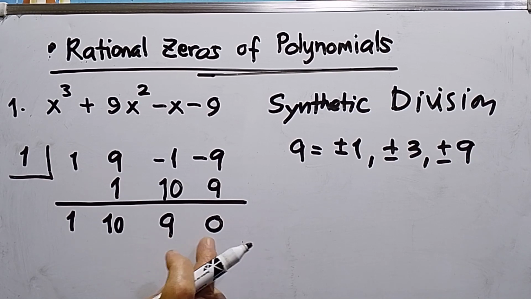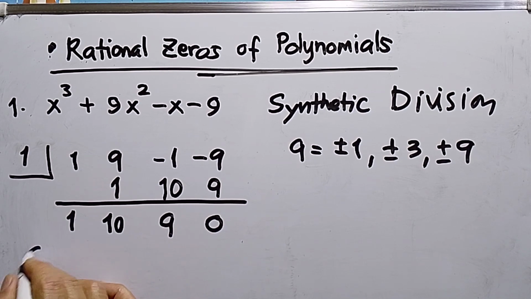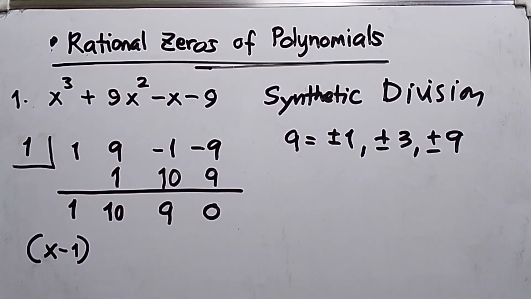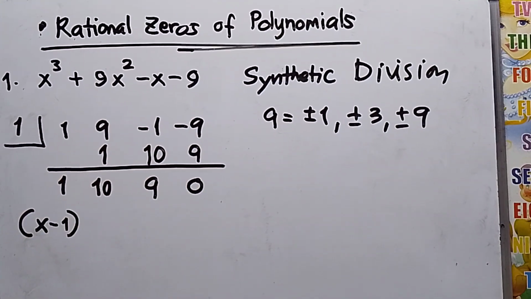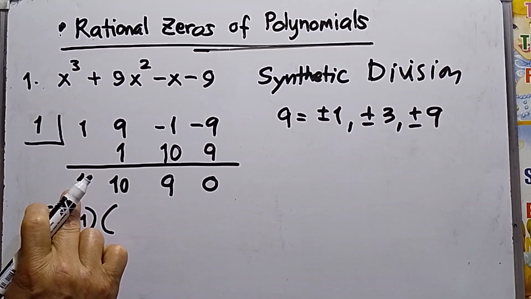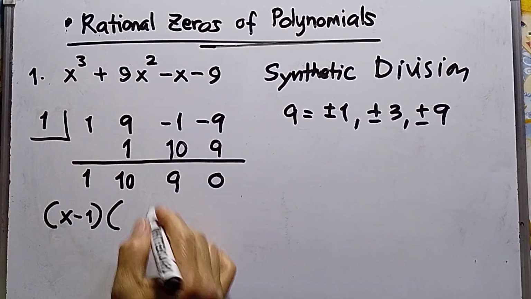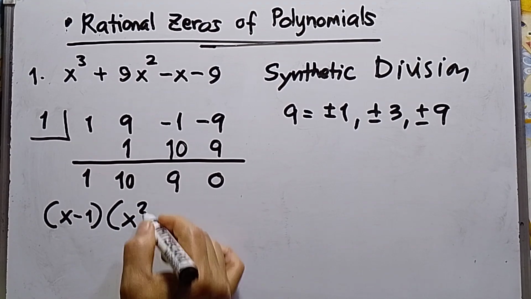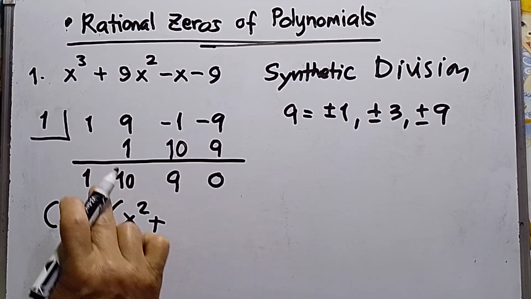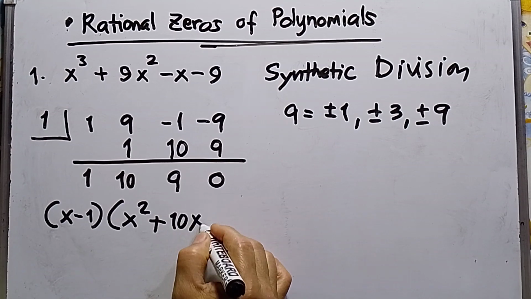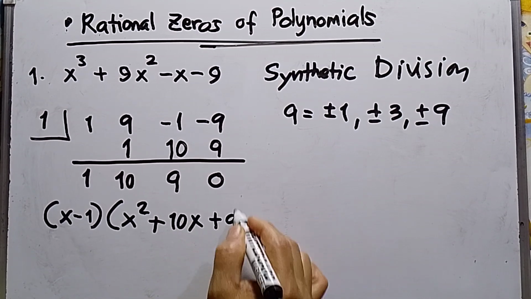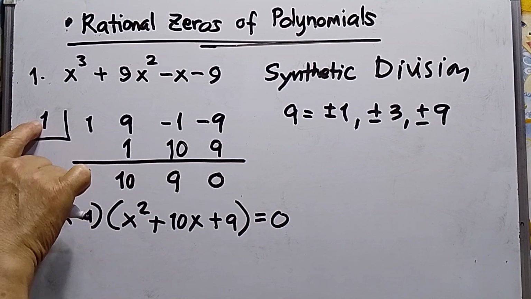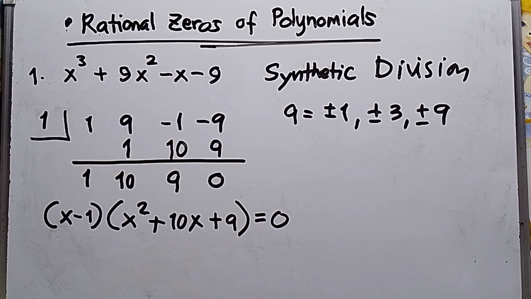So, our task is already fulfilled. So this will be x, and the opposite of this is minus 1, because we will equate to 0. Then, since x cubed reduces by 1, 3 minus 1, this will be x squared. Then positive 10x, and then positive 9 is equal to 0. That's why I make the opposite of this, because of this 0.